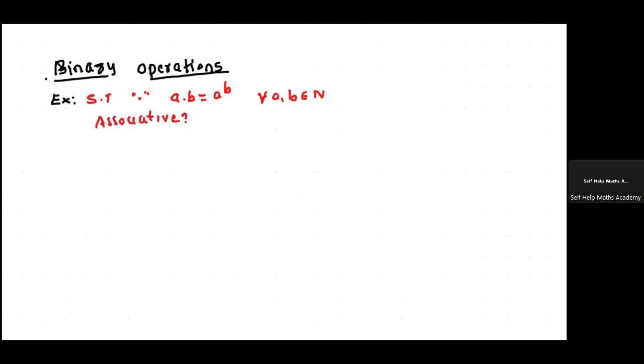So let's see how we tackle this example whenever questions on associativity are asked. What is the given operation which is defined? Obviously it is defined on the natural number set. If a, b belongs to N, the defined operation is a dot b is equal to a to the power b. So it's an operation on the set of all natural numbers.